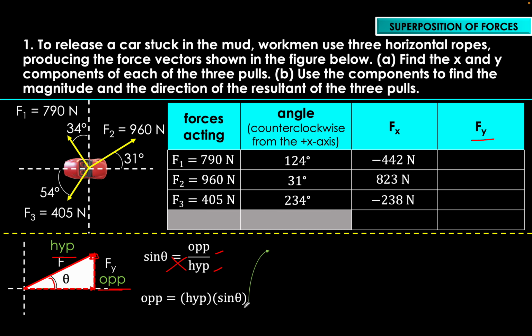Now we rewrite this equation, so we use physics terms instead of trigonometry terms. And this will become f sub y equals f sine theta. Nothing scary. It's just that the opposite side is actually f sub y based on our reference triangle. And then the hypotenuse is still the actual force vector that we are dealing with in this illustration. And then sine theta as is.